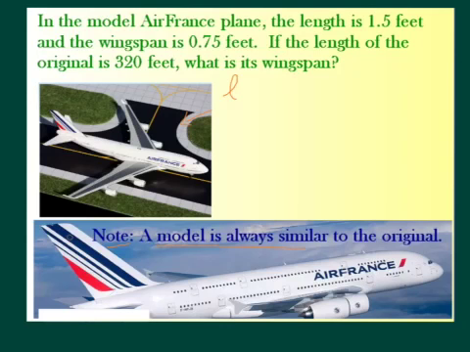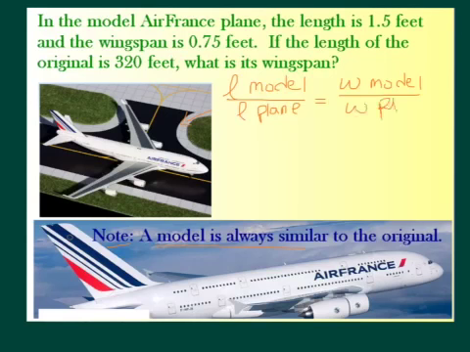So I'm going to say L, the length of the model, to the length of the plane, those are the corresponding sides, are proportional to the wingspan of the model to the wingspan of the plane. Okay, so now I need to plug in what I know. I know the length of the model is 1.5 feet. And I know that the length of the plane, the original, is 320 feet. I also know the wingspan of the model is 0.75 feet. But I don't know the wingspan of the plane. That's what we're trying to figure out.